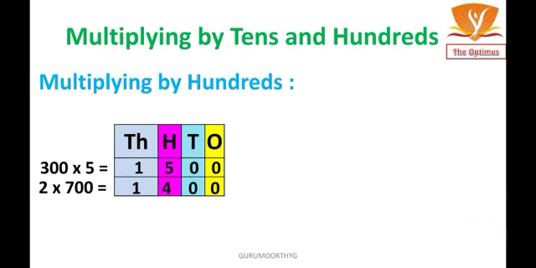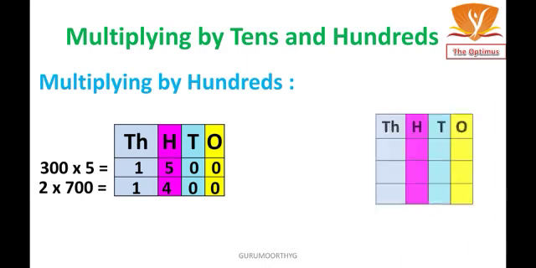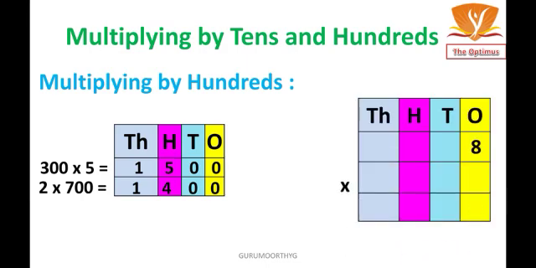One more example for you. 8 into 2 hundreds equal to what? Yes. You are going to multiply step by step, or otherwise you are going to add two zeros in the rightmost. After that you are going to multiply the remaining values. Isn't it? 0 into 8, 0. This 0 I am going to write in ones place. Next, 0 into 8 also 0. This 0 I am going to write in tens place.